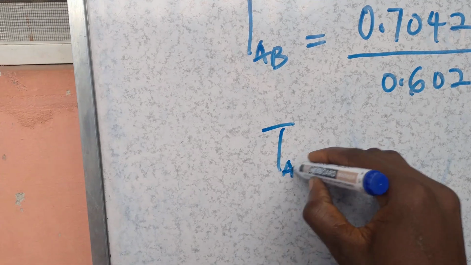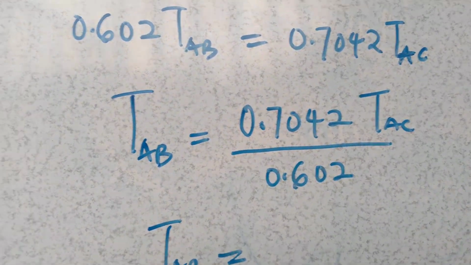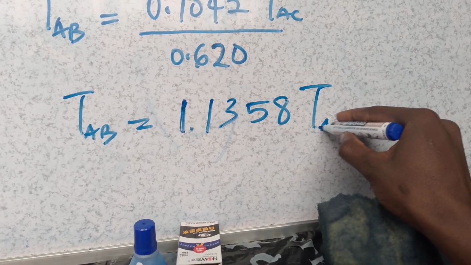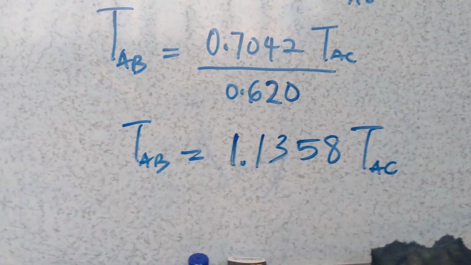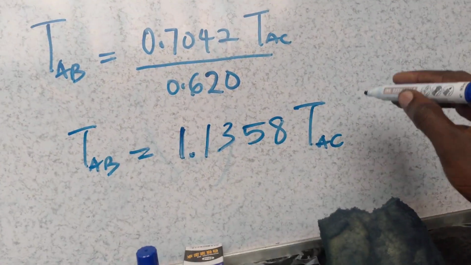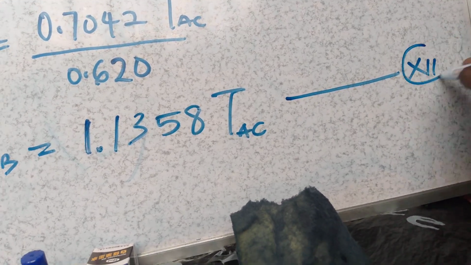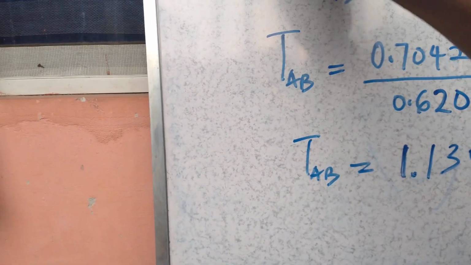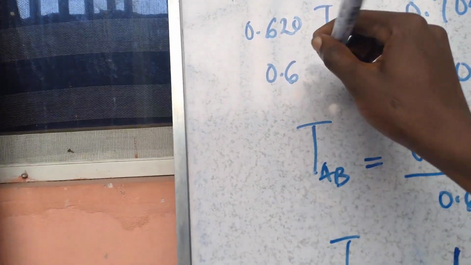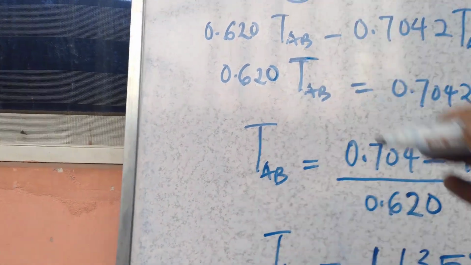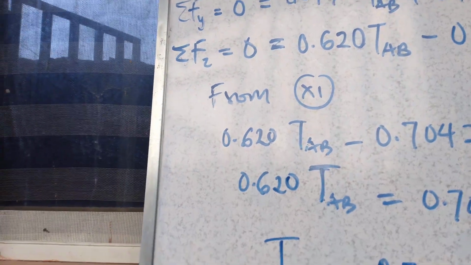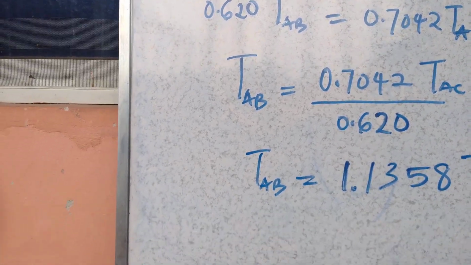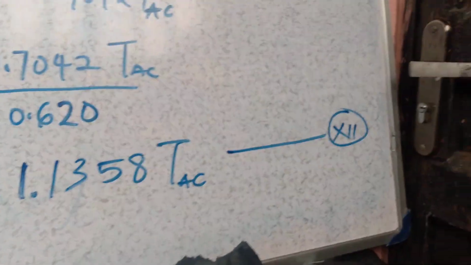Okay, so TAB will then be equal to, if I divide this, 1.1358 TAC, of which I can call this one equation 12. Okay, that's when I divide 0.7042, this is 0.620, this is 0.620. This was a slight mistake. So when I make TAB subject of formula, I had this, 0.7042 divided by 0.620, and this gave me 1.1358 TAC, of which I can call equation 12.